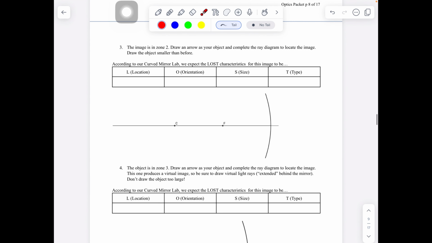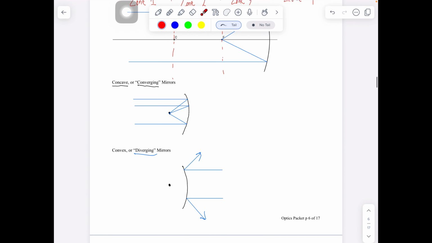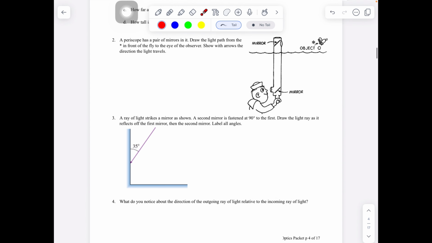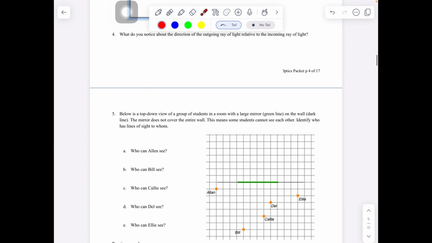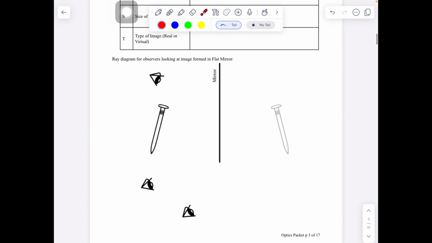And then if you missed class before break, if you did not get the flat mirror information, please watch the video linked on Schoology for that information. Also, make sure that you've finished up pages 2, 4, and 5. Next class, we will have a flat mirror check-in, so make sure you are able to draw in your ray diagram for a flat mirror like this.